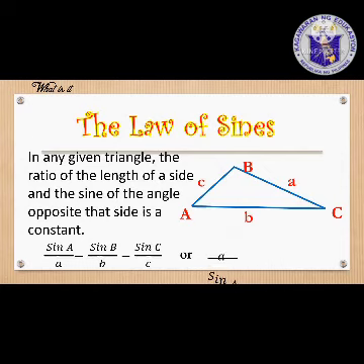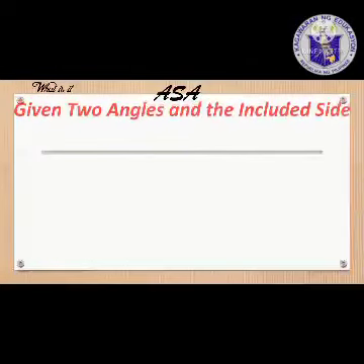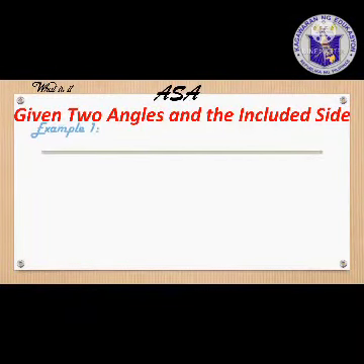What do you mean by ambiguous? Ambiguous means open to two or more interpretations. Let us have the first case. Given two angles and the included side.